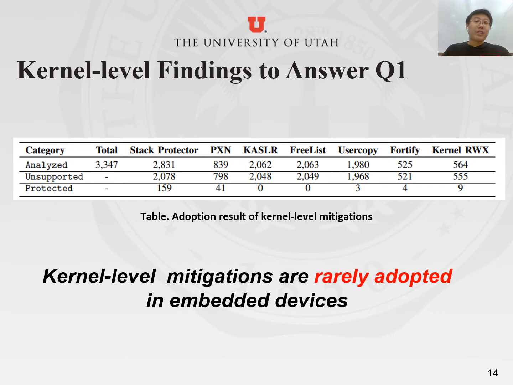The adoption of kernel-level mitigation is also disappointing. According to the table, out of over 3,000 analyzed Linux kernels, only 159 of them are protected with stack protector. The other protections are almost missing. The evidence indicates that kernel-level mitigations are rarely adopted.